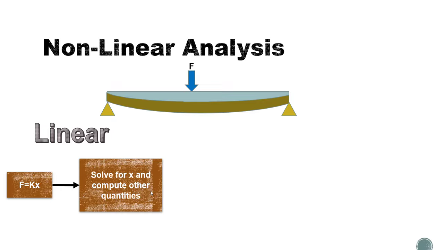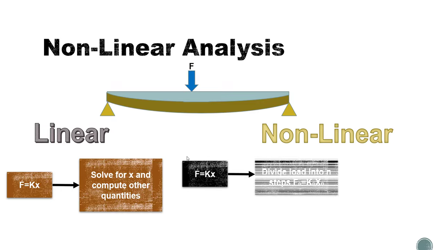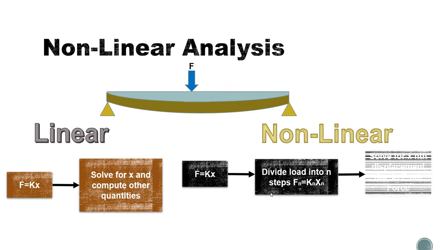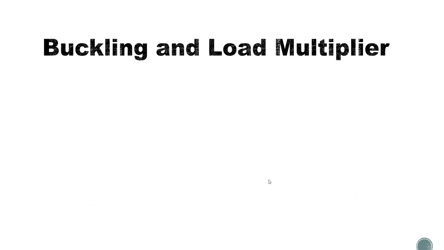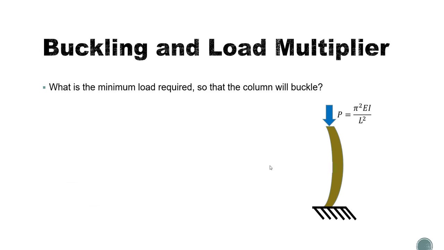However, when we talk about nonlinear problems, it divides the applied force into small steps, as we have previously seen, and then applies the loading, updates the K matrix based on the change in shape, and finally calculates the displacements again. And this is an iterative process. So this process is repeated for n number of steps that we use for applying the loads. So let's look at buckling and load multiplier.